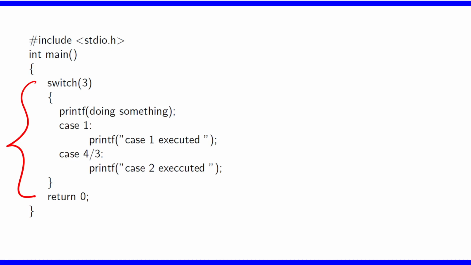See, there is switch of 3 and there is a printf statement. This is printf in double quotes doing something. Okay, then case 1 and then case 4/3, no default, nothing. So what is the output of this? Can you guess the output of this problem? Any guess of the output? What will happen here?